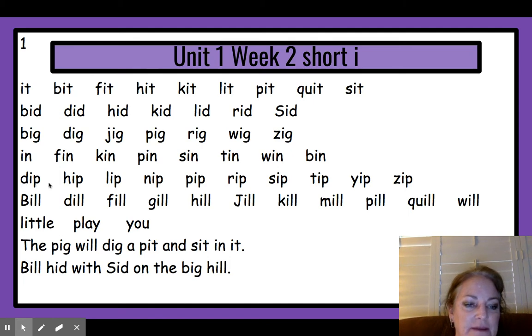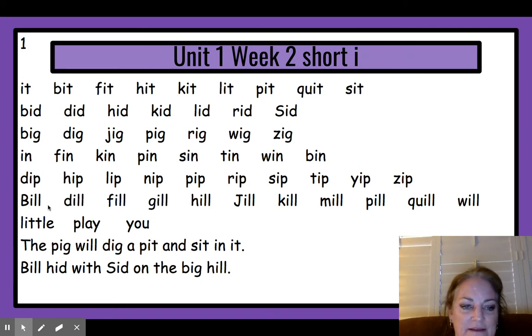Okay, now read. Dip, dip. Get the next word in your head. Hip, hip. When we pause, you should be getting ready for the next one. Lip, lip. Nip, nip. Pip, pip. Rip, rip. Sip, sip. Tip, tip. Yip, yip. Zip, zip.